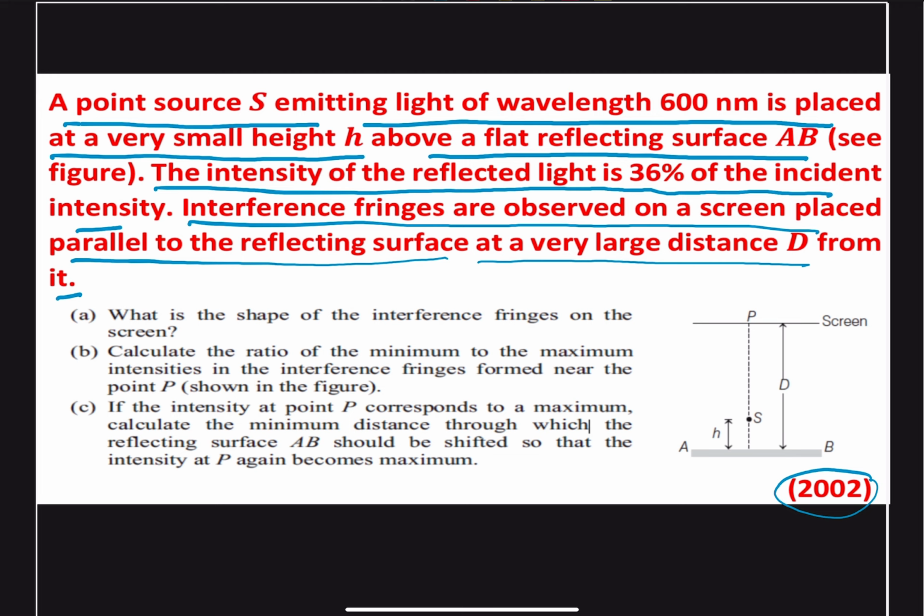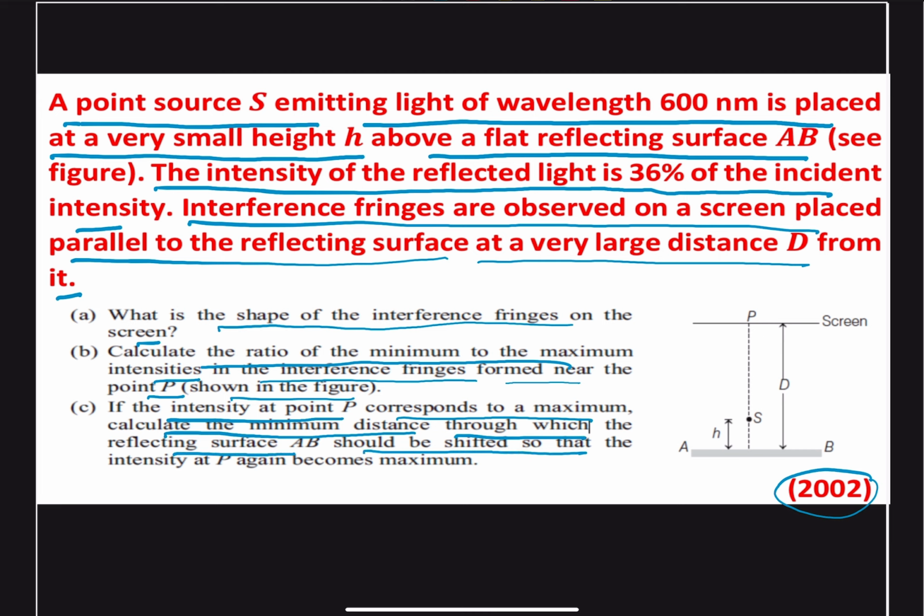Based on this discussion, we have three questions. The first asks: what is the shape of the interference fringes on the screen? In part B, calculate the ratio of minimum to maximum intensities in the interference fringes formed near the point P, shown in the figure. And finally, if the intensity at point P corresponds to maximum, calculate the minimum distance through which the reflecting surface AB should be shifted so that the intensity at P again becomes maximum.